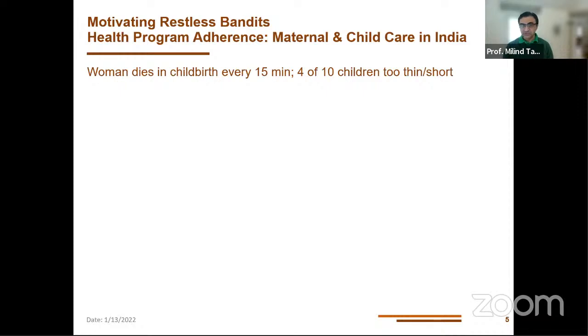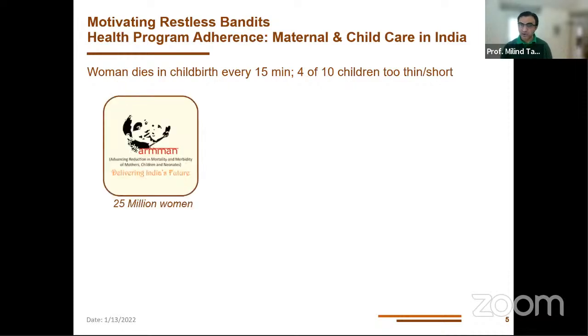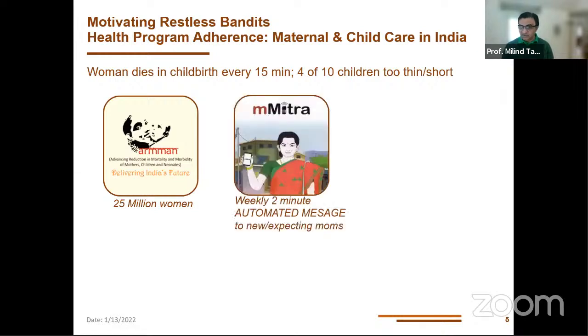in India. The situation there is difficult. A woman dies in childbirth every 15 minutes in India. 4 out of 10 children are too thin or short. We are very fortunate to be working with a nonprofit called ARMMAN, which works with 25 million women in India. The program that we collaborate on with them is called mMitra.